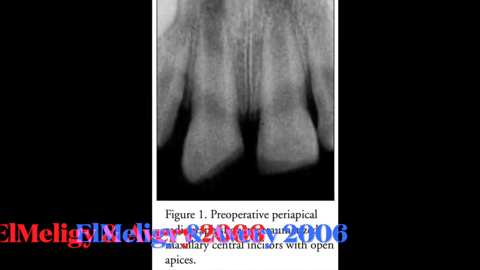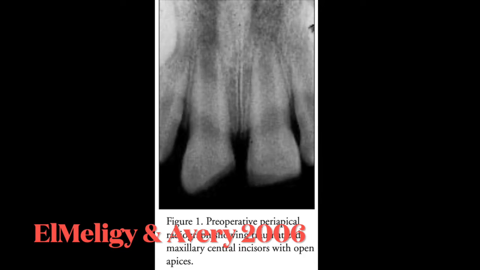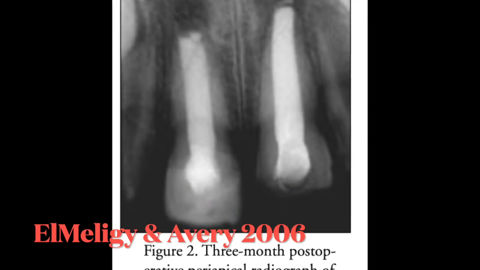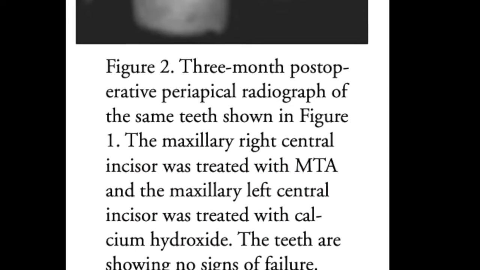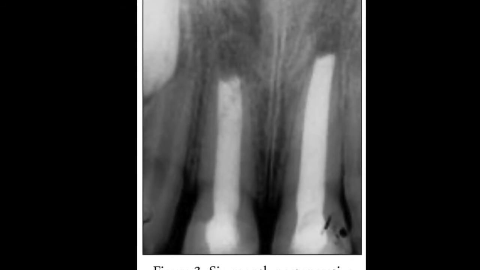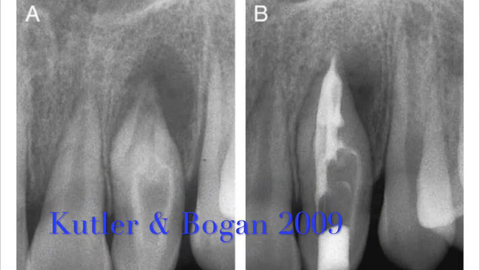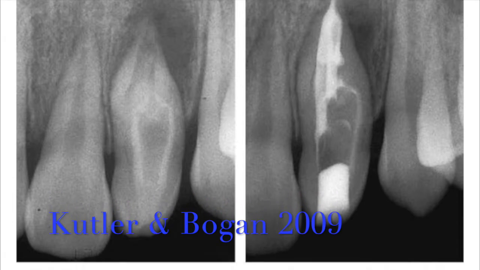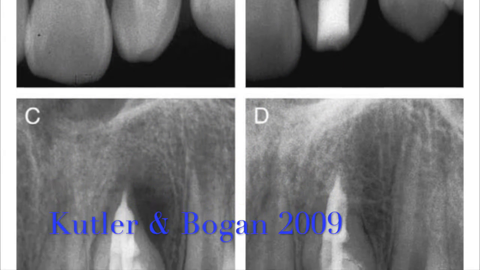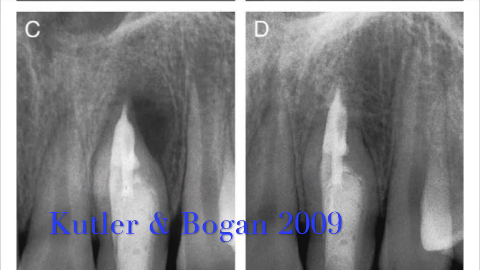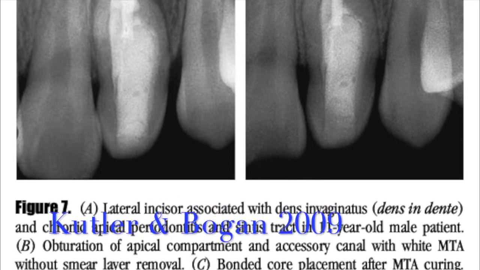Al-Maligi and Avery 2006 compared mineral trioxide aggregate with calcium hydroxide clinically and radiographically as materials used to induce root end closure in necrotic permanent teeth with immature apices. Cutler and Bogan 2009 reviewed MTA indications as a root end filling and methods to perform MTA orthograde filling. Among these is the Lawaty technique, which was suggested by Ingrid Lawaty of Santa Barbara, California.